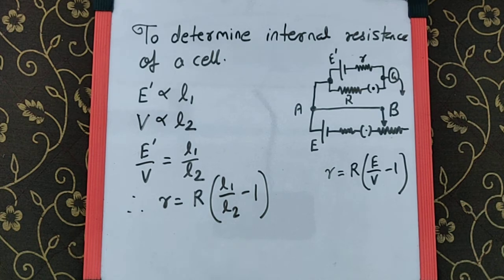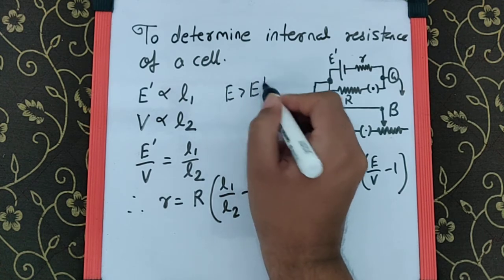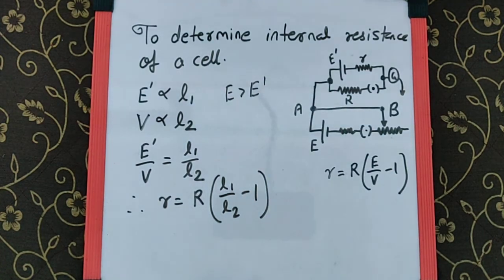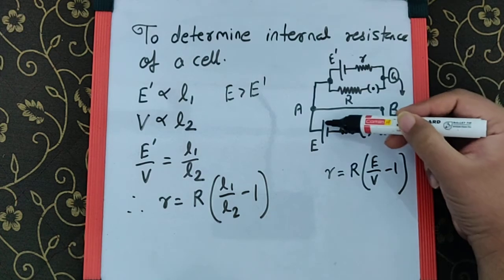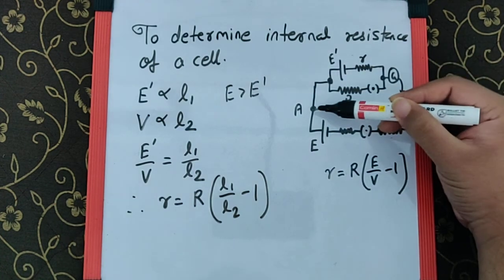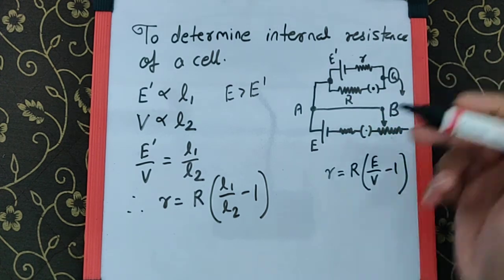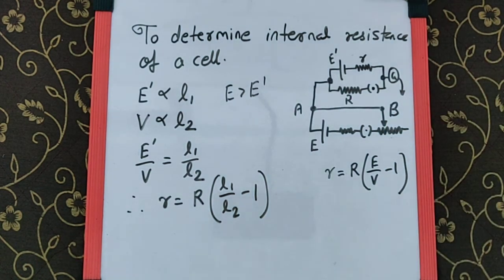Again, for this particular thing, there are certain criteria you have to match: E must be greater than E dash, that goes without saying, and at the same time the polarity of E and E dash connected to point A should be the same and not opposite, otherwise you will not get a null point. So I hope you understand the usage of potentiometer.